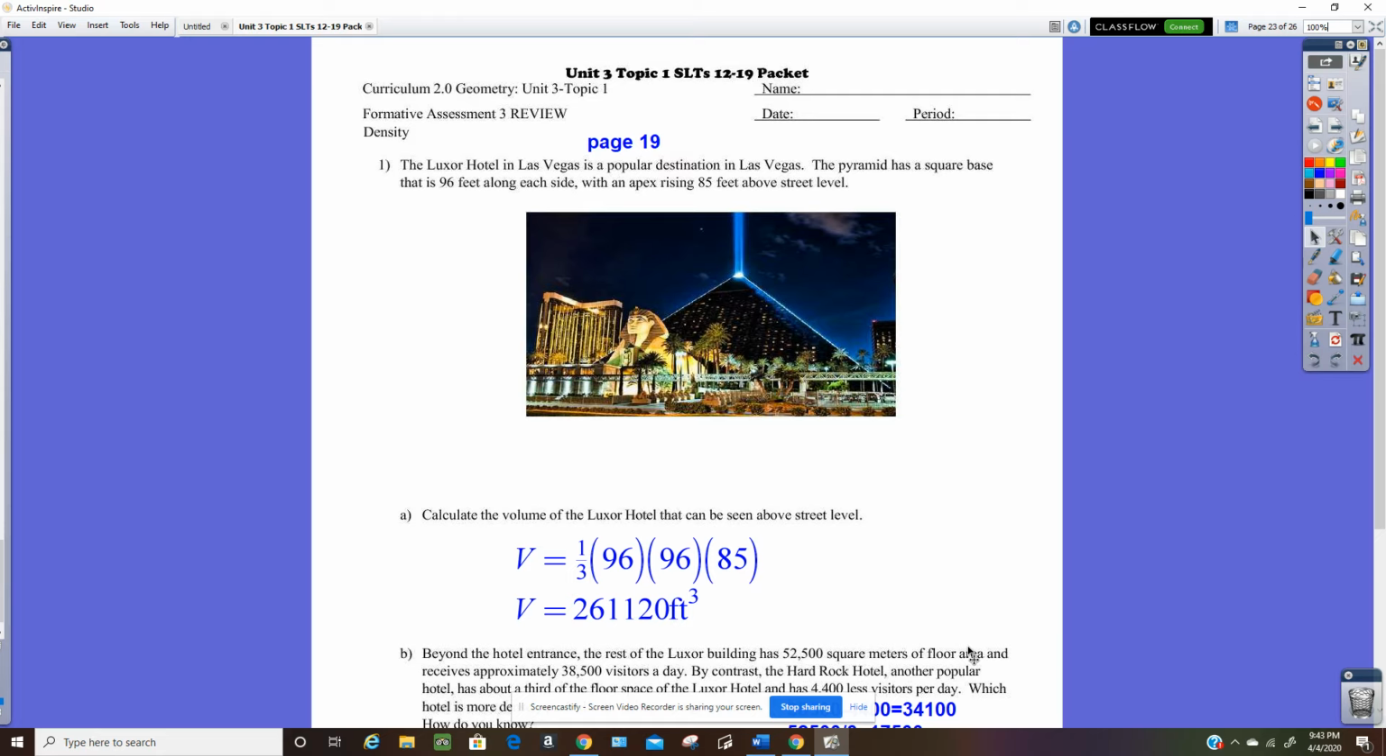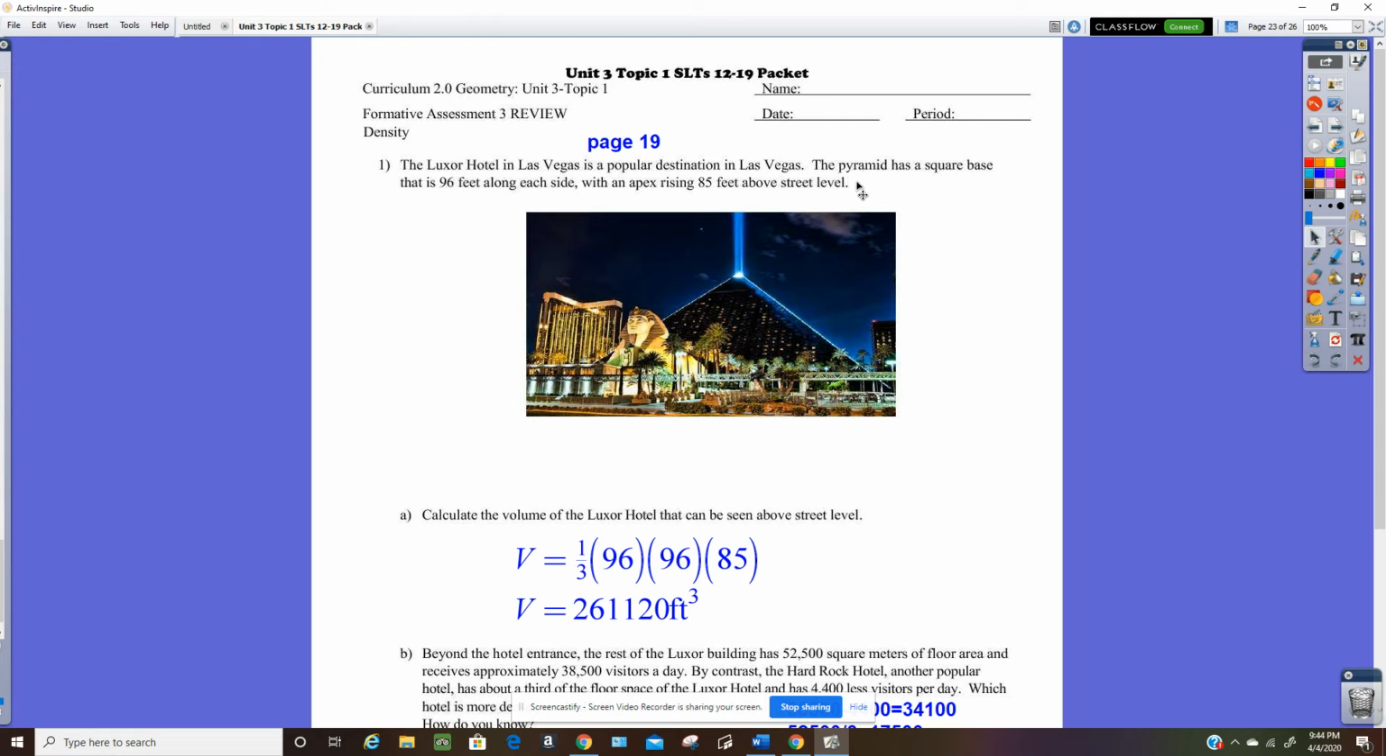Here's a review of quiz 3, which is on volume and density. So this review looks very similar to the retake. The Luxor Hotel in Las Vegas is a popular destination in Las Vegas.